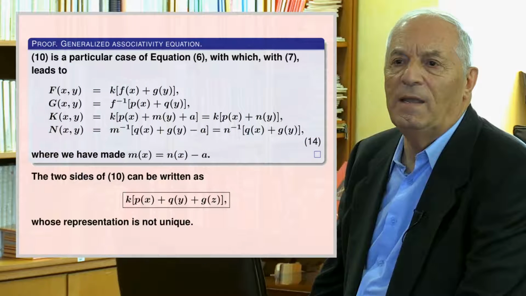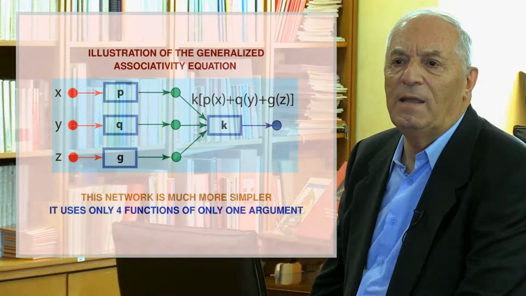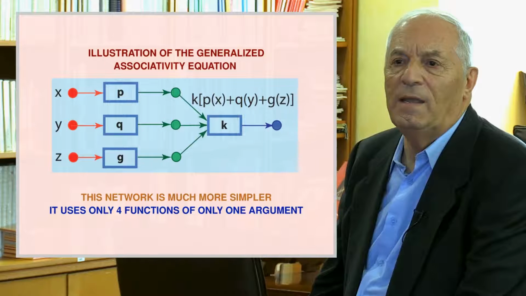Here we repeat the general solution, which depends on 7 one-argument functions: k, f, g, p, q, m, and n. In addition, replacing it into the functional equation, we get the simplified equivalent expression, which depends only on 4 one-argument functions. Note that the functions f, m, and n have cancelled out. As before, the initial expression has reduced complexity a lot. The resultant simplified network is shown here, where the complexity reduction can be seen graphically.